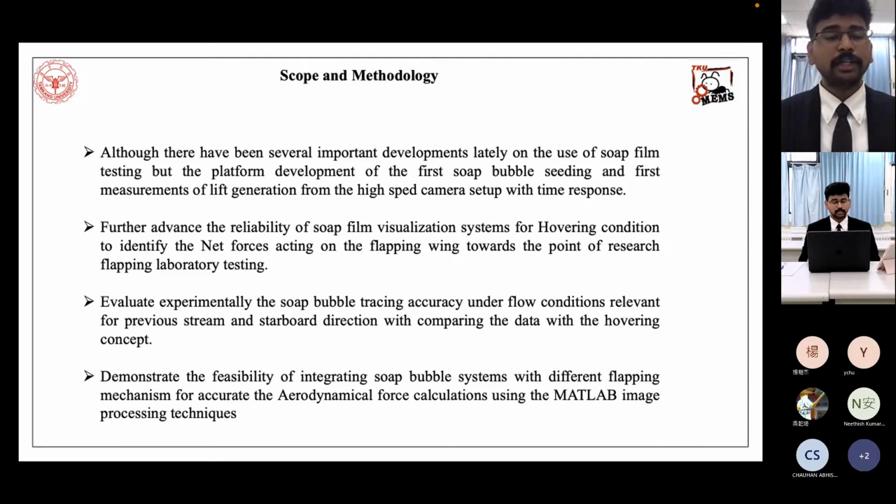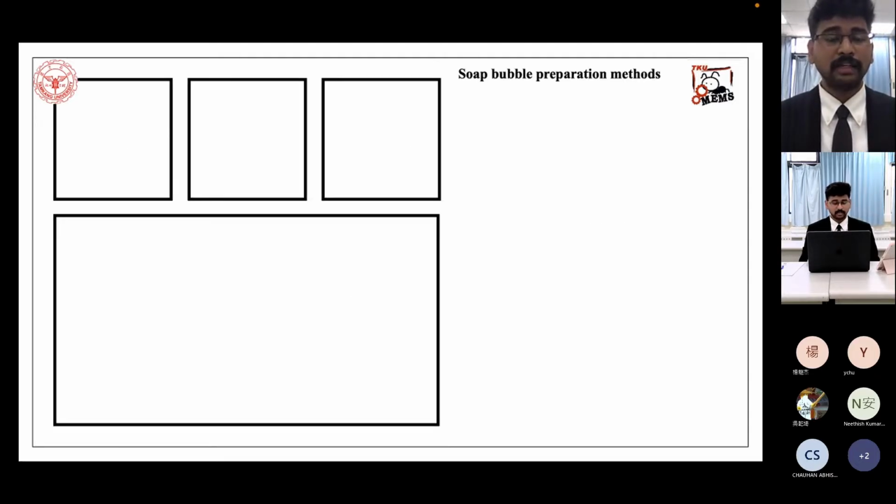So now I'm just going to move on to the next slide, which is soap bubble preparation. So how we started preparing the soap bubble for my experimental setup. Firstly, we took some homemade soap bubble liquids with different properties and tested different ratios to find the longest durability without the breaking point.